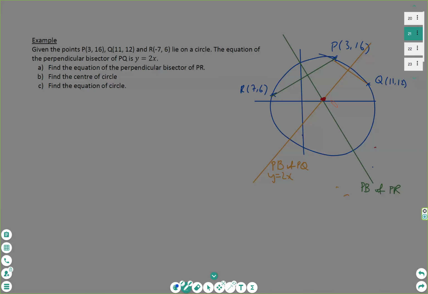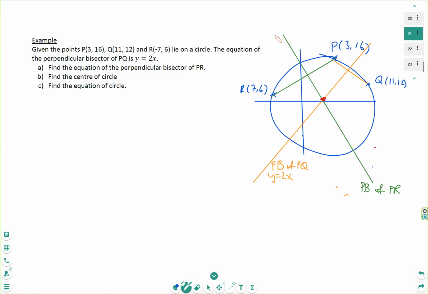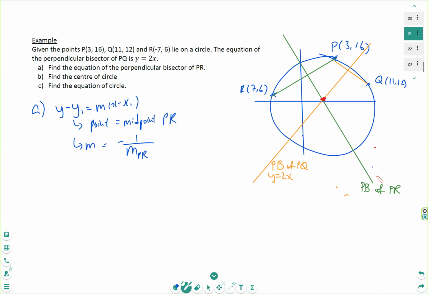We want to find the perpendicular bisector of PR, which is a straight line. So PB, peanut butter, still a straight line. Did I say peanut butter or perpendicular bisector? Never mind, they're the same thing. So you want to use y minus y1 equals m(x minus x1). What you need is, again, two things: a point and the gradient. The point is the midpoint of PR, and the gradient is the negative reciprocal of the gradient of PR. So this gives us guidance on what to do next.